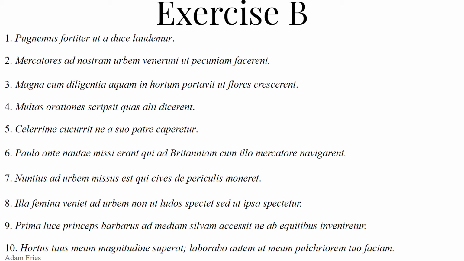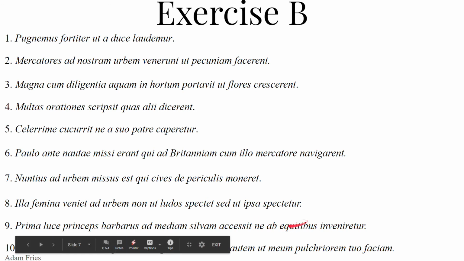And why did he do that? Ne ab equitibus inveniretur, lest, so that not, negative purpose clause, negative adverbial purpose clause, so that he not ab equitibus inveniretur, the third person singular imperfect passive subjunctive of invenio, invenire, inveni, inventus, to find. And then we have a passive voice verb, and that usually, not always, but usually gets us an ablative of personal agent or ablative of means.